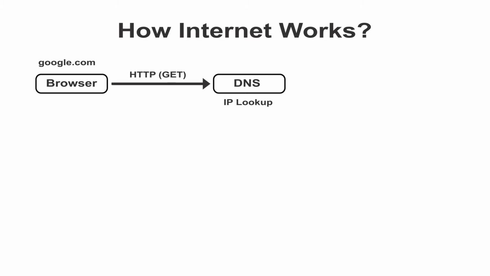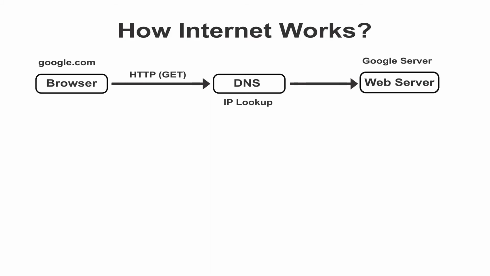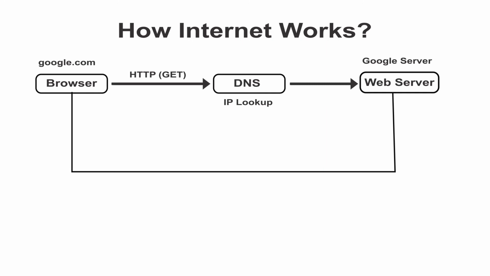We know there are millions of websites on the internet. So we need thousands of DNS servers to handle all these requests to map domain names to the respective IP address of any website server. When the DNS identifies the mapping IP address of the web server which contains google.com, it sends a request to that particular server. So now the Google server responds by sending the requested information.